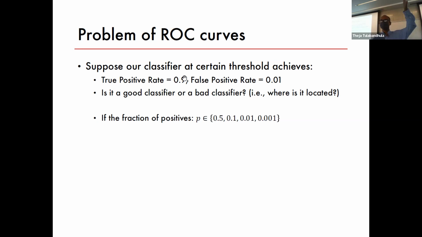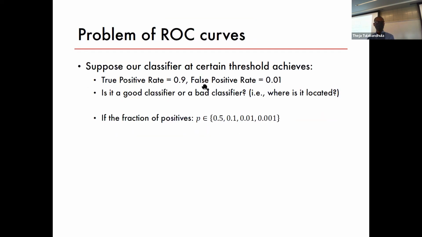A 0.9 true positive rate, which on the y-axis is very high, and a false positive rate of 0.01, which is on the very left of this ROC curve. So it's not exactly (0, 1), but it's very close. The question is, is it a good or bad classifier? We know where it is located on the ROC curve. Now we want to illustrate the question that we asked.